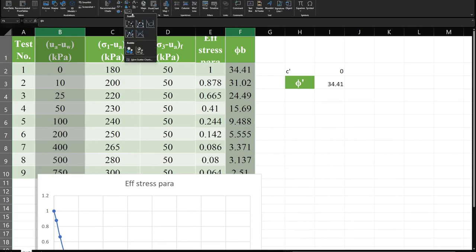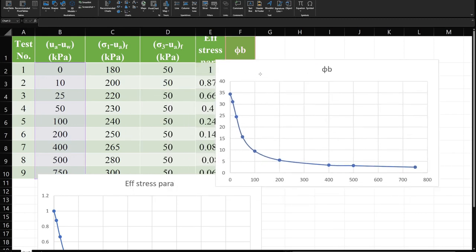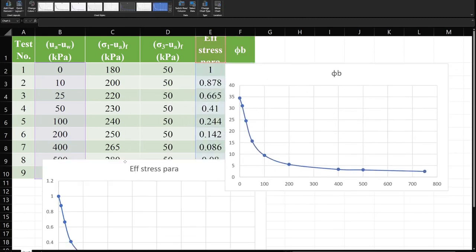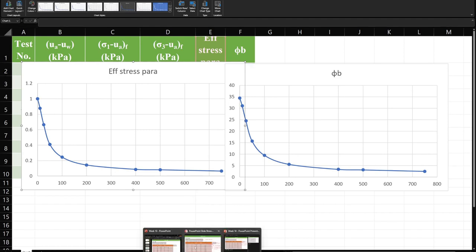Let's insert the plot, the line plot. So this phi b value is also decreasing as the matric suction is increasing. Okay, so xi f and phi b are following the same trend because they are correlated with each other, right? So let's switch to our slide.